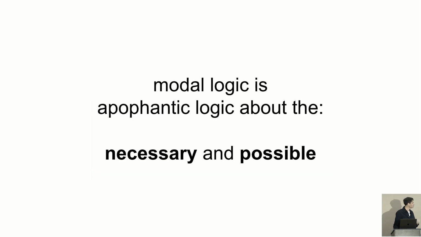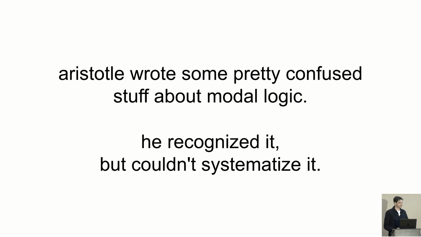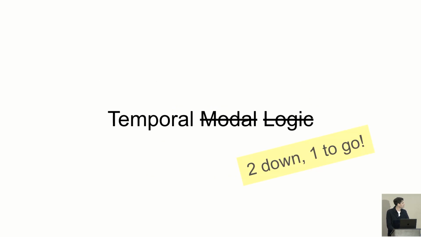Okay, so Aristotle also came up with this concept of modal logic. And modal logic, what is it? It's apophantic logic about the necessary and the possible. Two very interesting words. And Aristotle tried to write some stuff down about this, but was very confused. He recognized it, but he simply could not systematize it. Well, two down. We got logic down. We got modal, temporal.